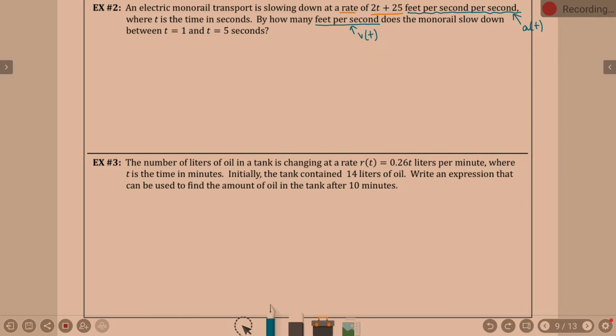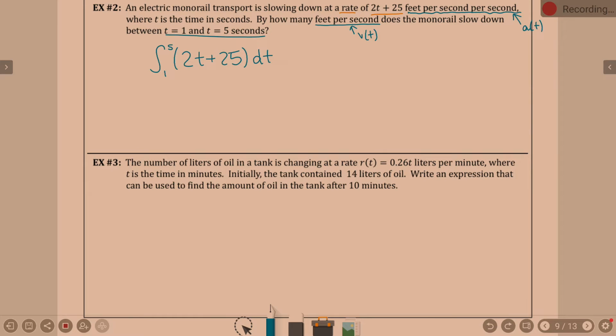If you know acceleration and you're trying to find velocity, we're going to have to integrate the rate. So we're going to integrate 2t plus 25 dt. And what are the limits we're integrating? 1 to 5. Now this one technically does not have a calculator symbol.